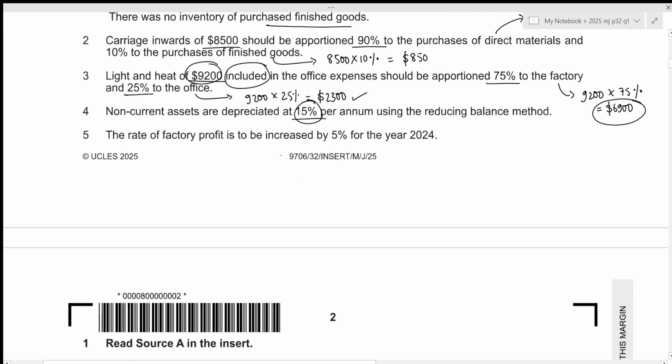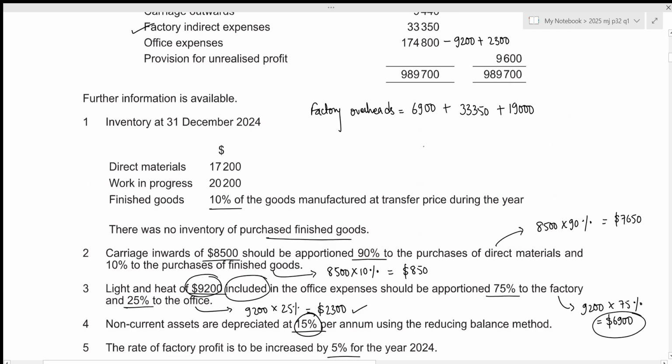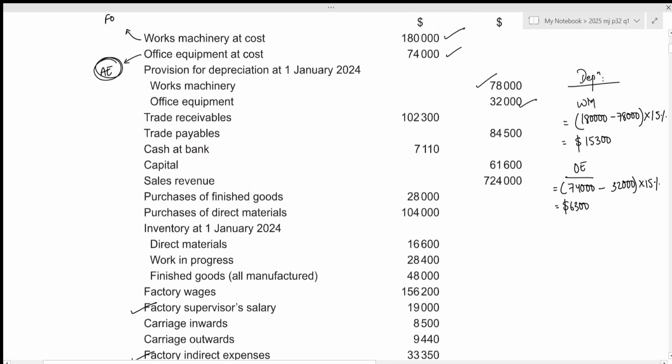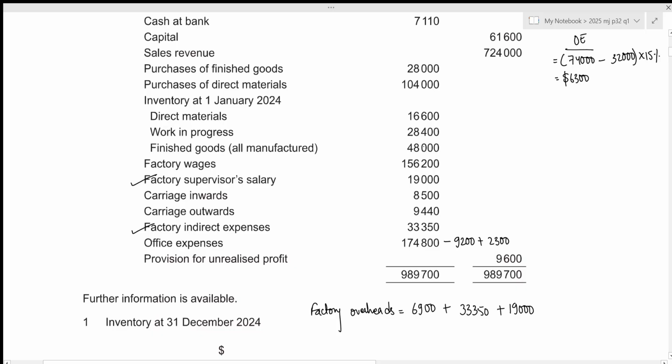The rate of factory profit is to be increased by 5% for the year 2024. So we need to figure out the rate for the previous year. In this case, we have the finished goods, all manufactured, 48,000. And since no indication is provided, this is our transfer price. Then we have the provision for unrealized profit as well, which is 9,600.